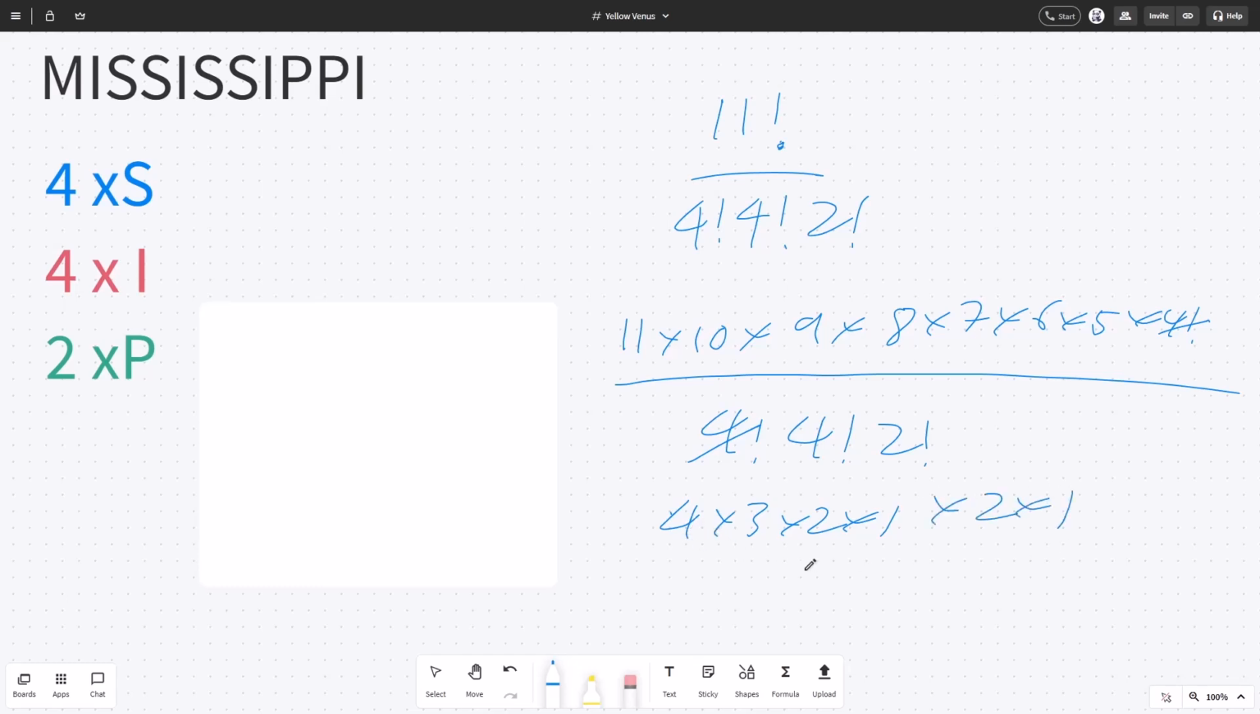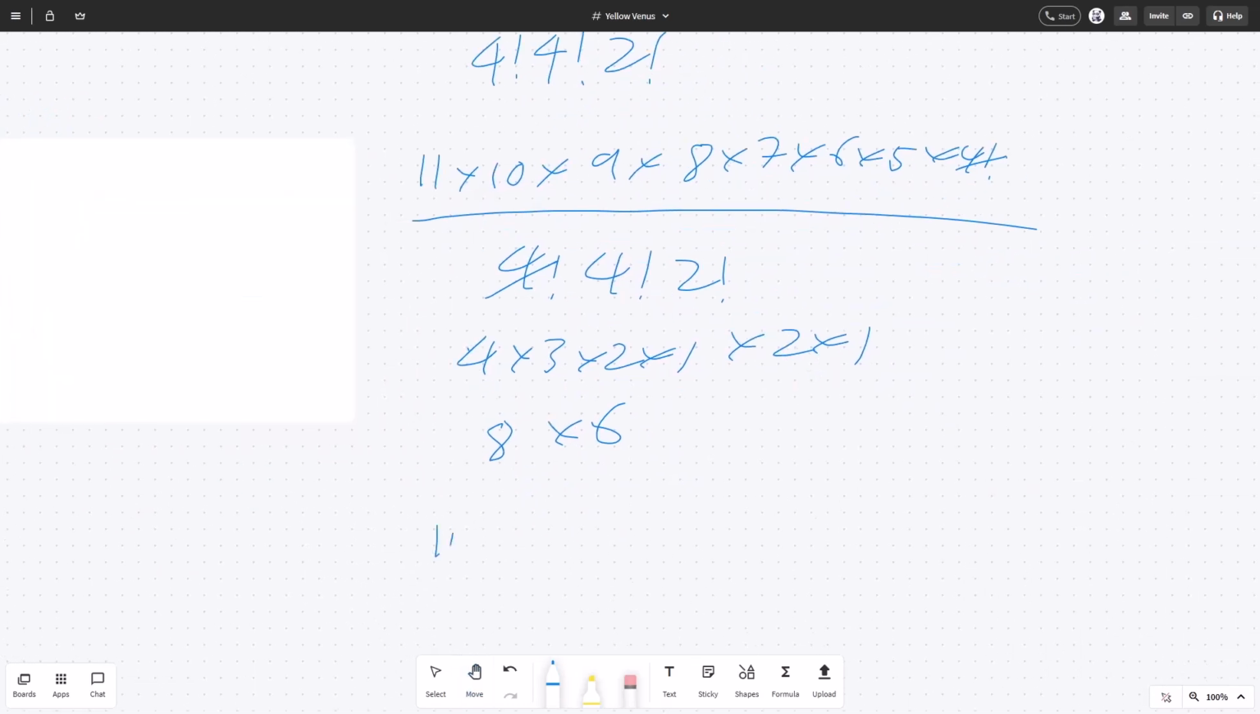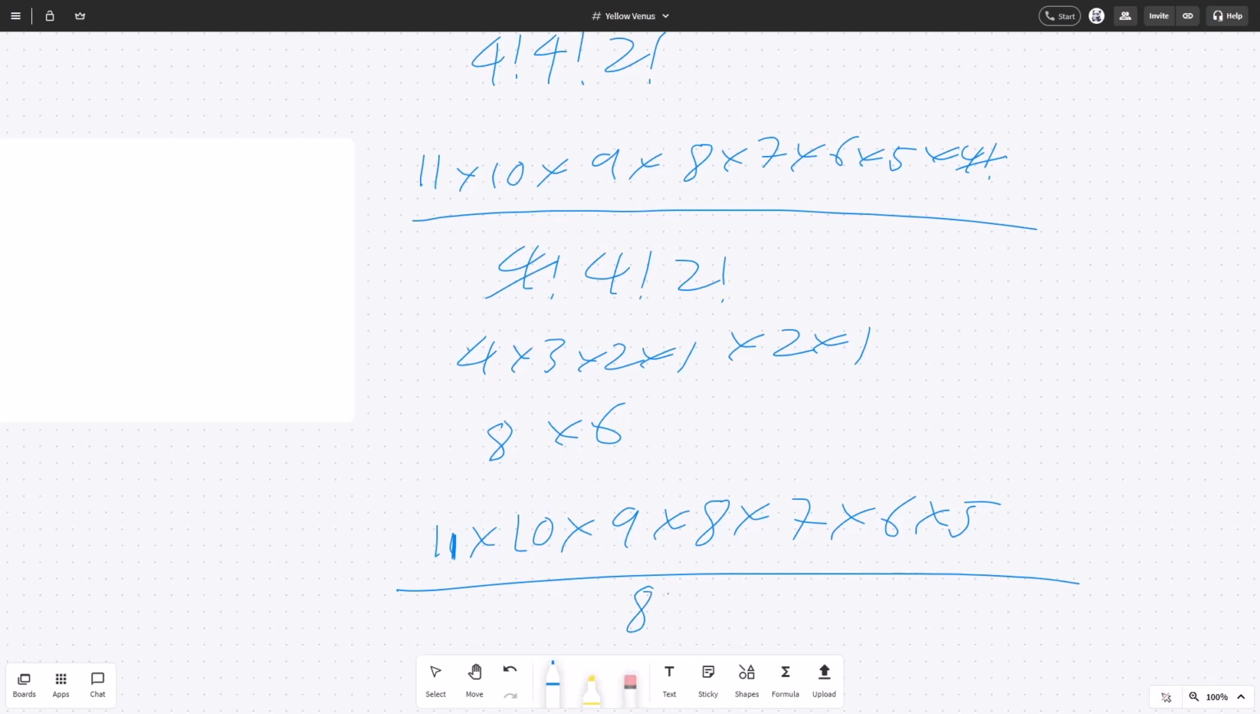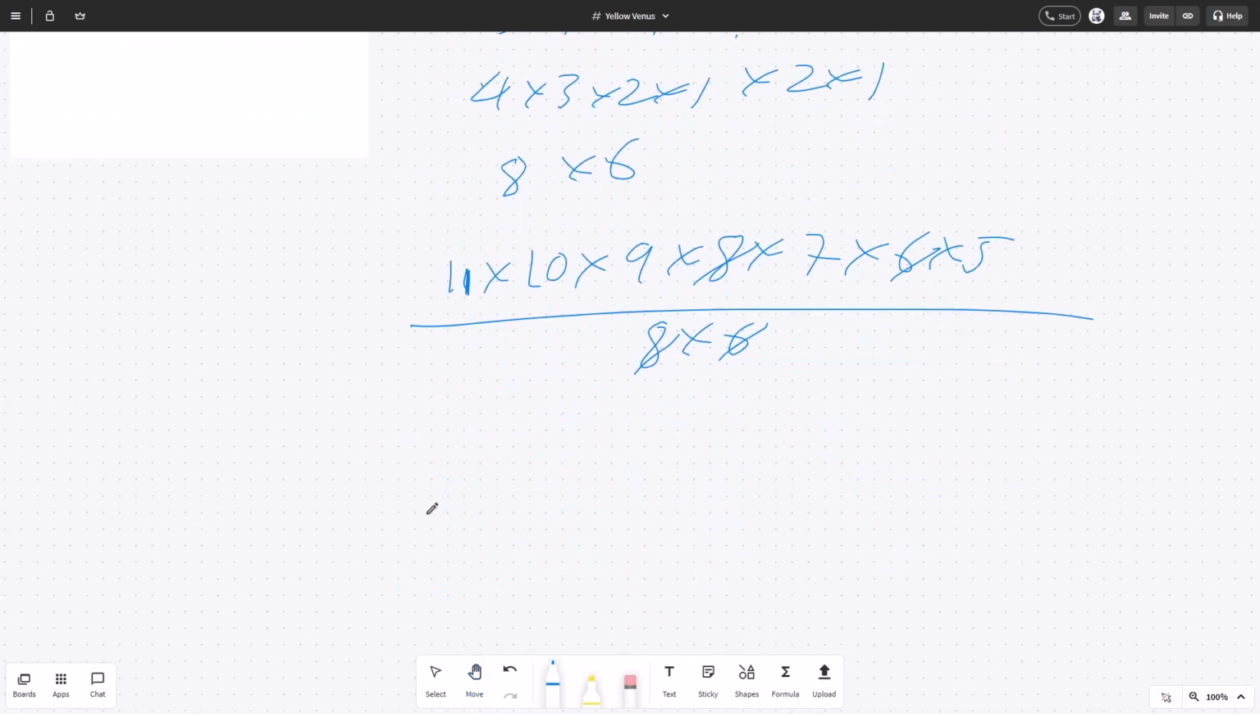And let's do a little bit of math. We can do 4 times 2 is 8, 3 times 2 is 6, and the ones cancel out. So this is the denominator. And at the top we have 11 times 10 times 9 times 8 times 7 times 6 times 5, sorry for my handwriting. Anyways, at the bottom we have 8 times 6. Guess what? The 6 cancels out and the 8 cancels out. Now we have 11 times 10 times 9 times 7 times 5.